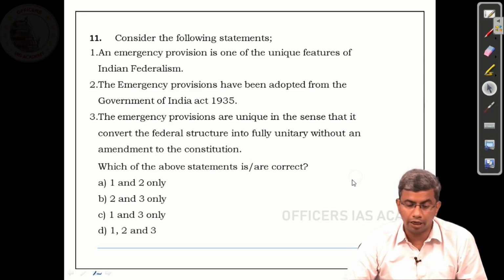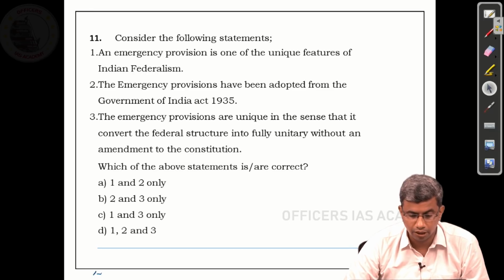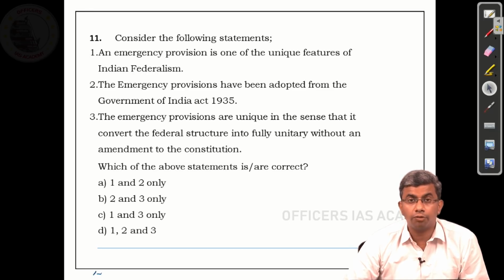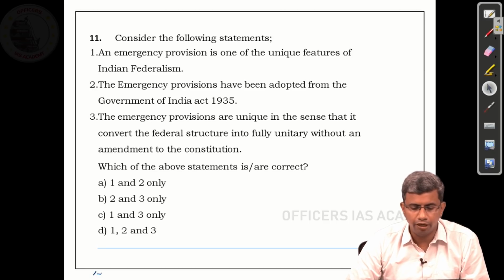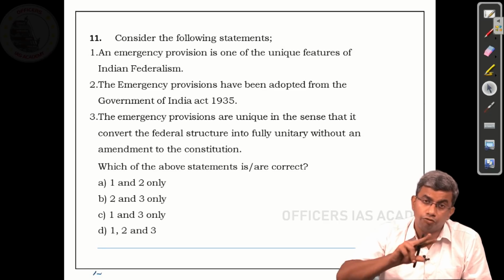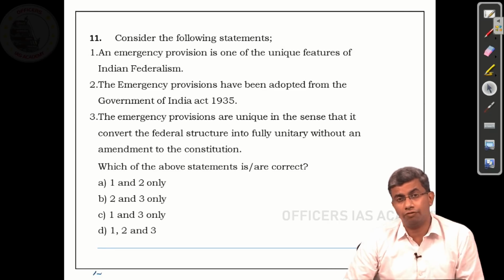Consider the following statement. An emergency provision is one of the unique features of Indian federalism. Yes, it definitely is. The emergency provisions have been adopted from the Government of India Act 1935. The emergency provisions are unique in the sense that they can convert the federal structure into a fully unitary one without an amendment to the constitution. That is the beauty of the emergency provisions.